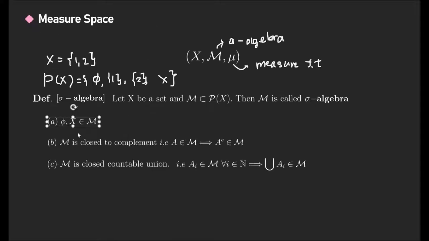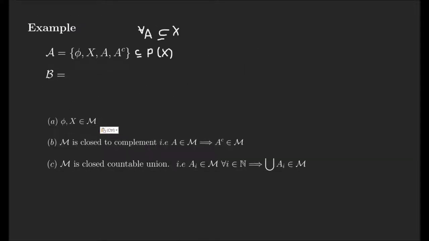Why? I'll copy the definition, okay? First condition: the empty set and the whole set are contained in M. This is clear. And M is closed under complement. In this case, the remarkable point is the set A. A is in M, but the complement of A is also in M. So this satisfies the condition. And when we consider the empty set, the complement of the empty set is the whole set, and the complement of the whole set is the empty set. Okay, this is clearly closed under complement.